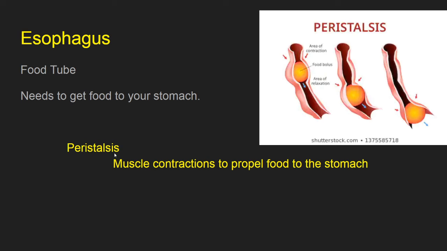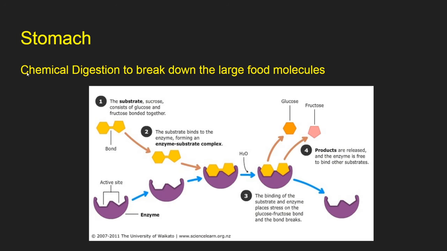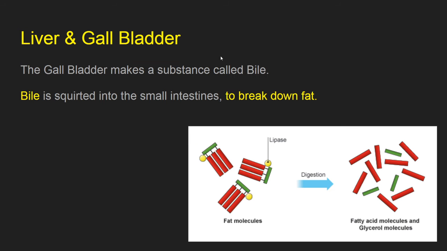You might also see this called peristaltic action. Look for that beginning, peri. If it's got that, there's only one thing we talk about all year with peri. The stomach is all about chemical digestion, using enzymes to break things down. The liver and the gallbladder produce bile that breaks down fats, taking these large fat lipid molecules and digesting or breaking them into the monomers.